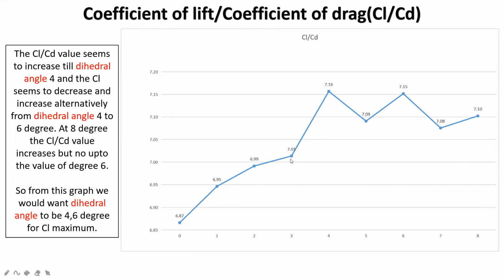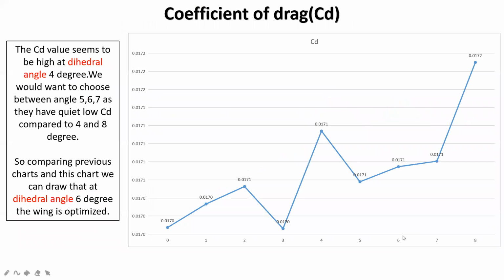This graph also increases till 3 degree, and then again there is this increase-decrease pattern. But here between 4 degree and 6 degree, the CL by CD value is maximum, and at 8 degree it falls a little bit. So looking at this graph, I would choose between 4 degree and 6 degree for the dihedral angle. Going on to the next slide, coefficient of drag, we see an increase till 2 degree, and then there's a decrease of CD at 3 degree. Then there is an increase at 4 degree, and at 5, 6, 7 it increases but very slowly.